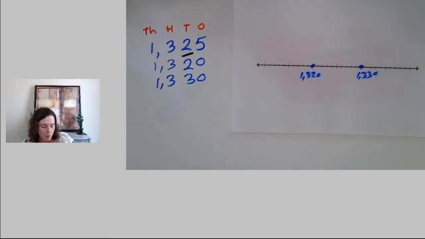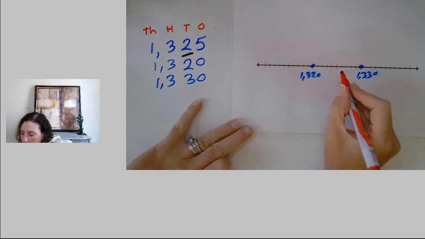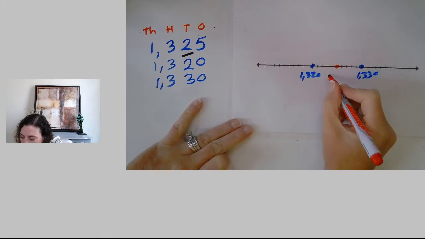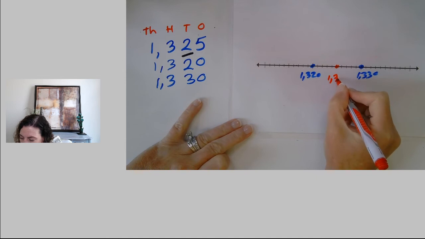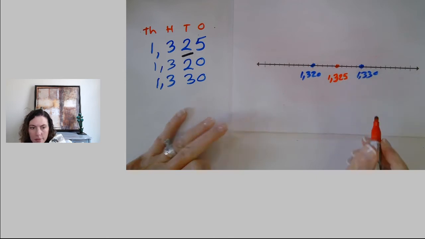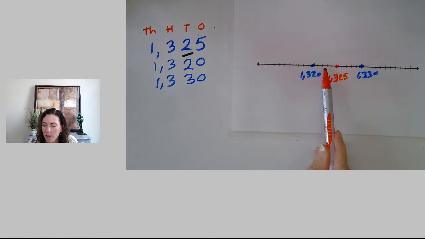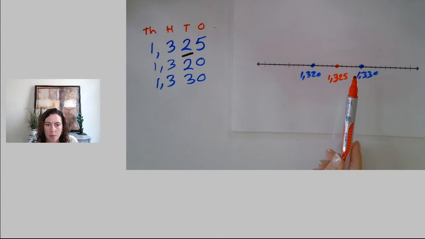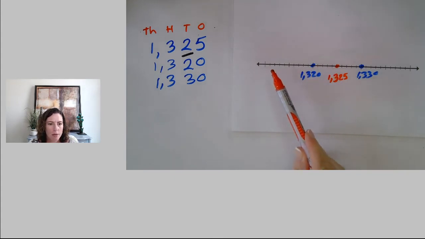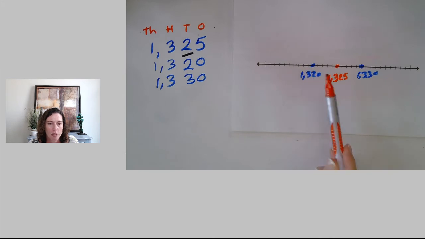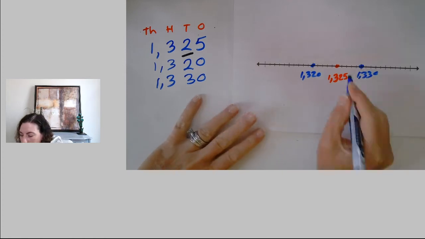1,330. Now, do we know our center point? Yes, our center point would be 1,325, right? Because when we count or round to the nearest 10, we're counting 1 in between each jump. So each of these counts for 1. So now, where's 1,325? It's my midpoint. I already have it marked.